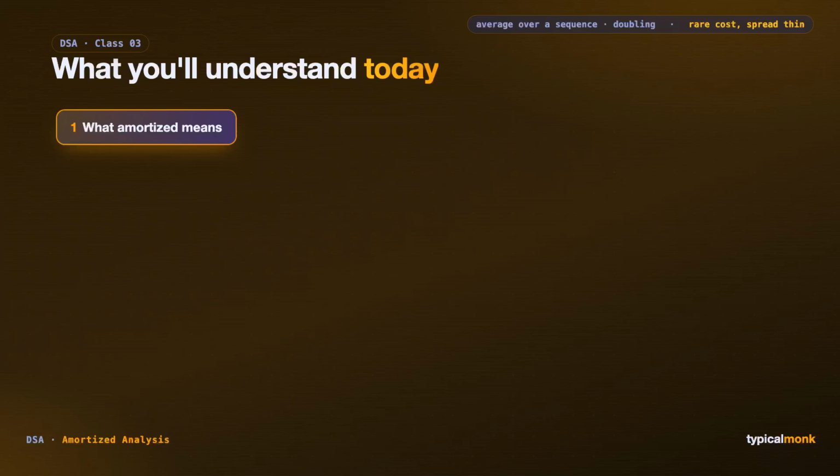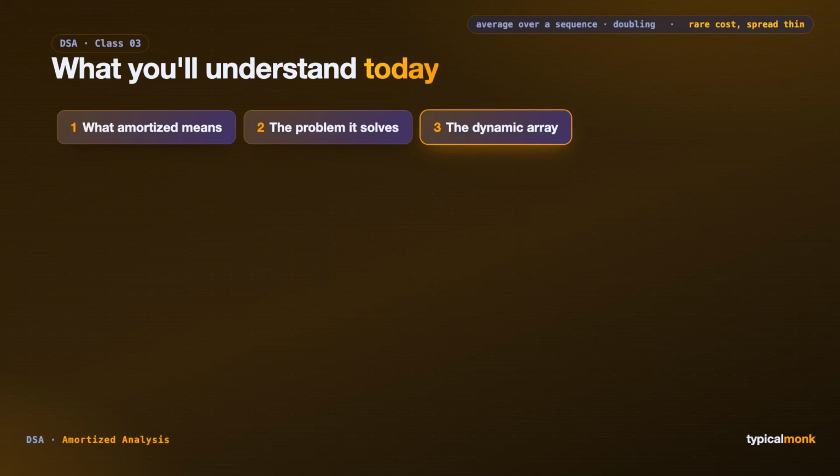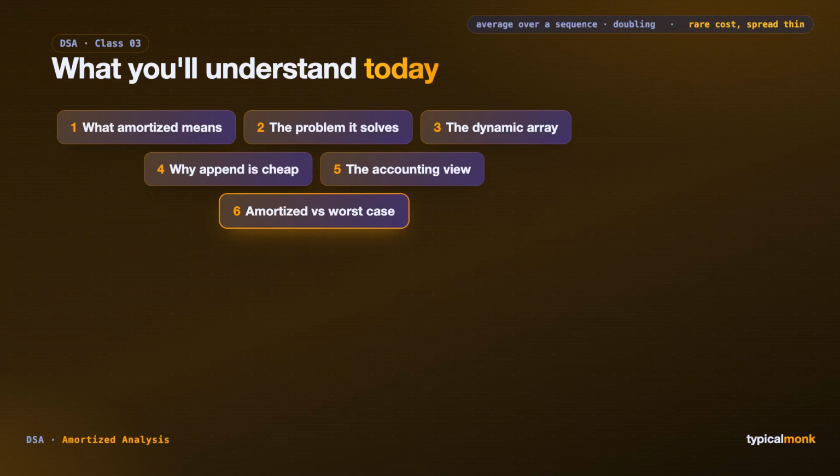Here is what we will understand today. First, what amortized actually means. Second, the exact problem it solves. Third, the dynamic array, our star example. Fourth, why appending to it is cheap despite the occasional costly step. Fifth, an intuitive accounting way to see it. And sixth, how amortized cost differs from worst case.